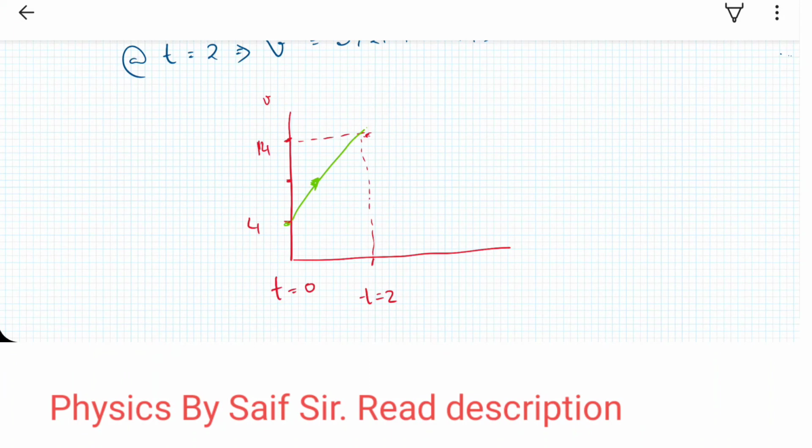So this is how you can draw the graph. At t is equal to 0, that is the origin on the x-axis, you take v is equal to 4. Draw the point, and again take t is equal to 2 and v is equal to 14. Just draw the point and join both the points. You will get the velocity time graph.